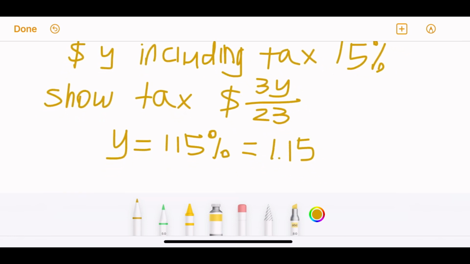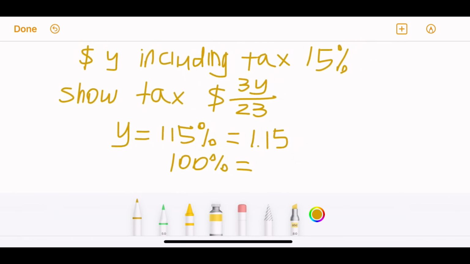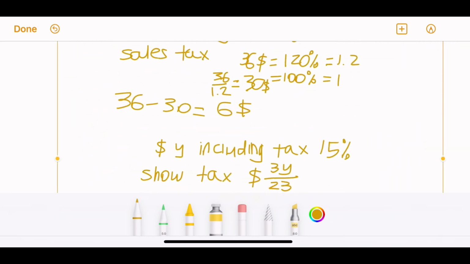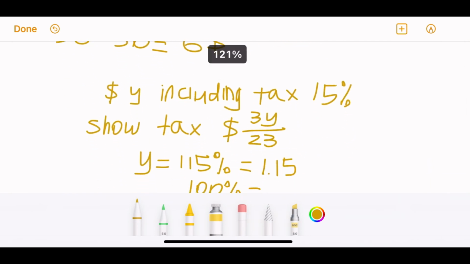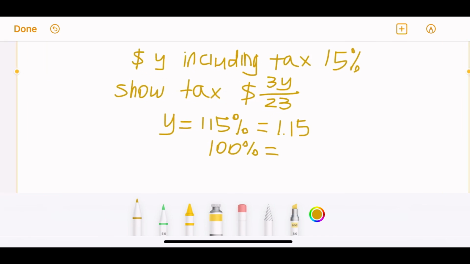Now, if I want to find 100% of the original price by using y, what I'm going to do is just like what we did for our last question. We did division, so I'm going to do the same here. Let's go back here. We're going to do y divided by 1.15. Now I'm going to leave it like that and then simplify in the end.